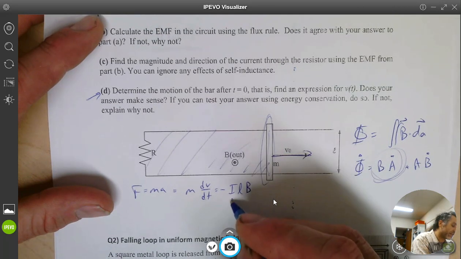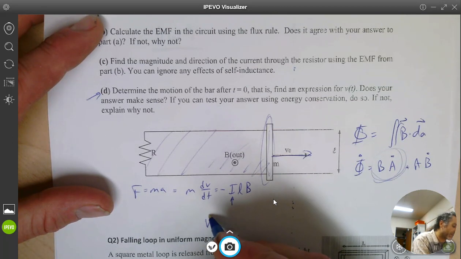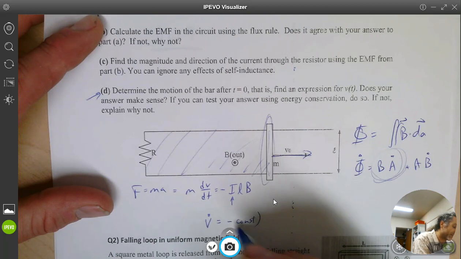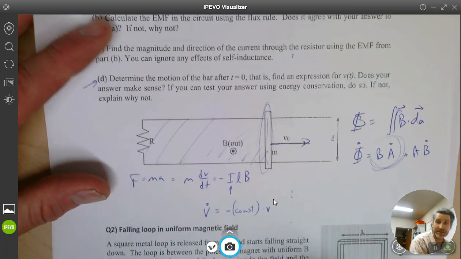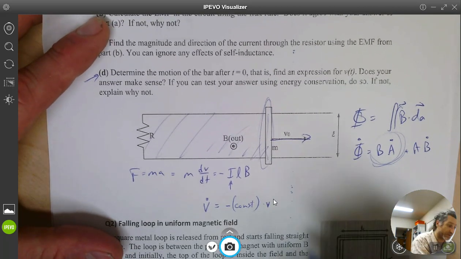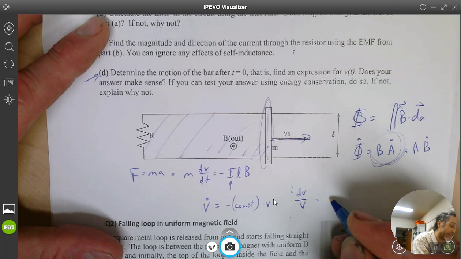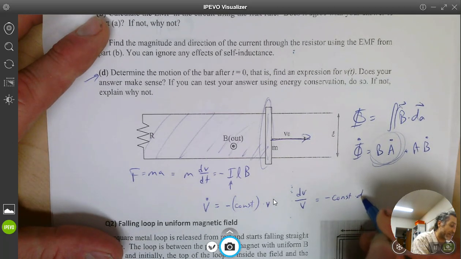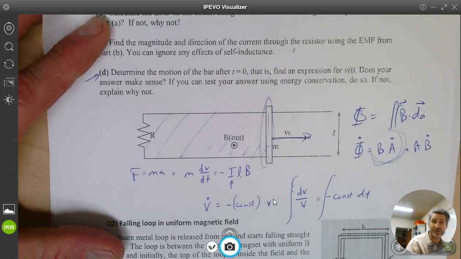That current here depends on the velocity. And so we end up with an expression where v dot is equal to minus some constant times v. This is a separable first order differential equation. So just to remind you, you can rewrite that as dv divided by v is equal to minus that constant times dt. You can integrate both sides, and I'll let you take a look at the solutions to find out more.